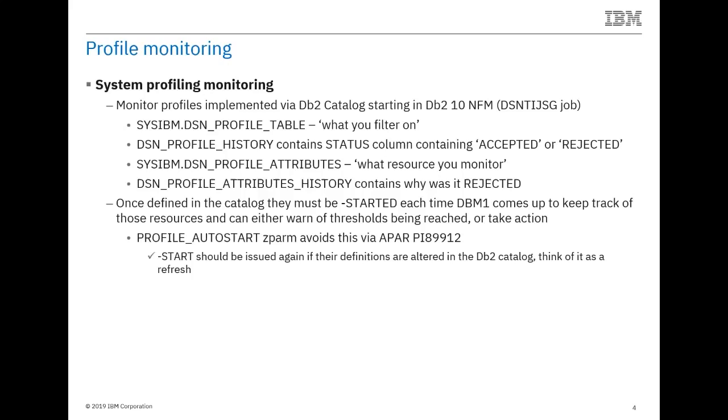So once defined in the catalog, they've got to be started. So once you create them, they can be started or stopped. You can also use that command, and they become active when the DBM1 address space comes up. So that's where the monitor lives. Of course, if you're monitoring things like threads or connections, DDF has to be up as well for you to be able to manage anything. There's an auto start ZParm that came out several years ago that we'd certainly recommend having on, so you don't have to automate a command to start them when the DIST address space comes up.